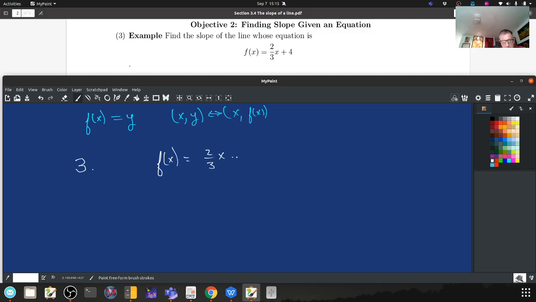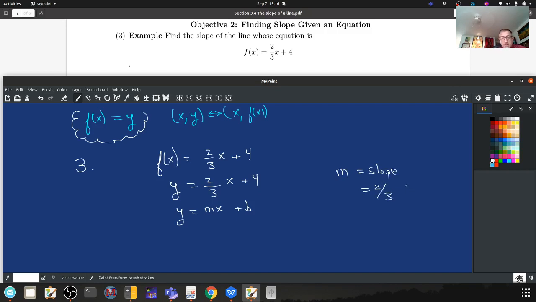2/3 x plus 4. But all I have to do is remember that f of x is really equal to y. So that's y is equal to 2/3 x plus 4. And then if we remember, y is equal to mx plus b, where m is the slope, then it's very evident that m in this case is equal to 2/3. And we found it. That's it, done. We don't have to do anything else.